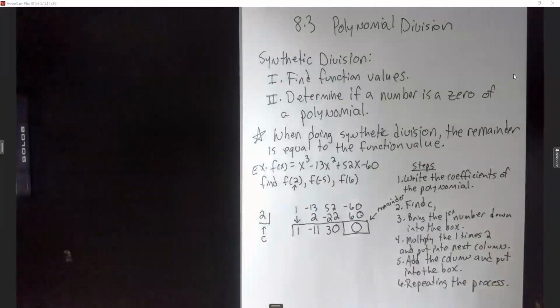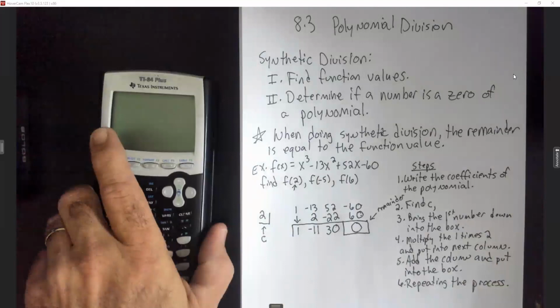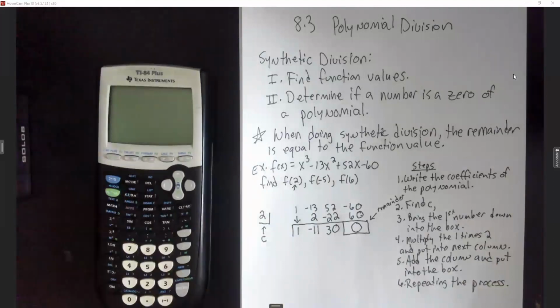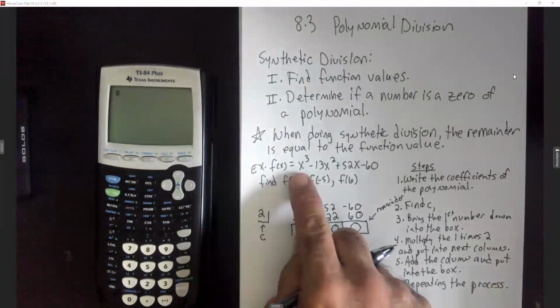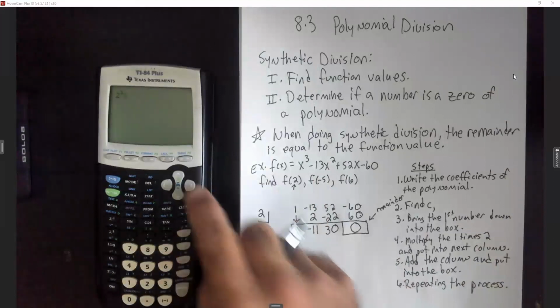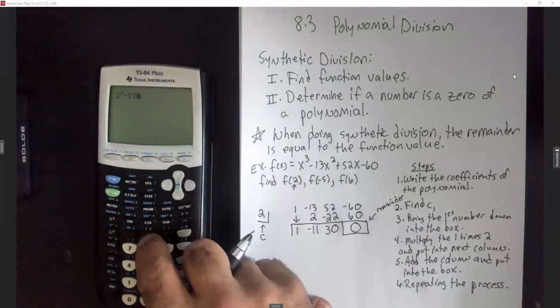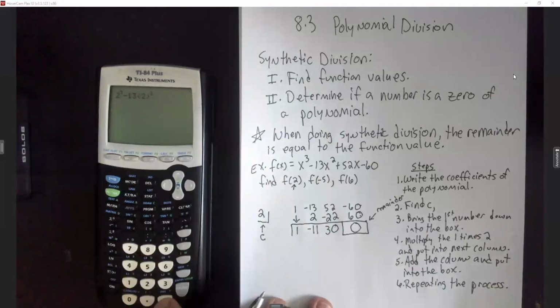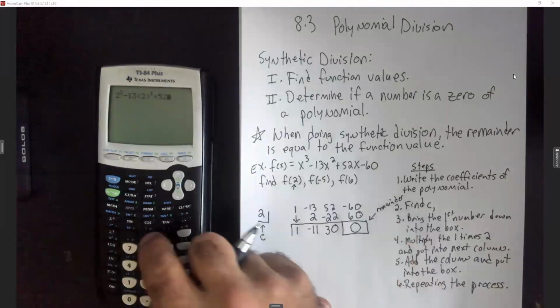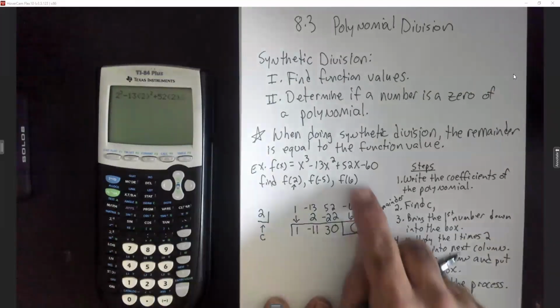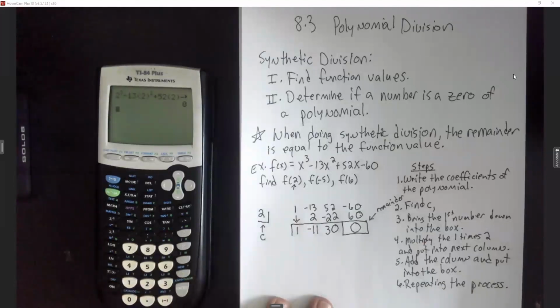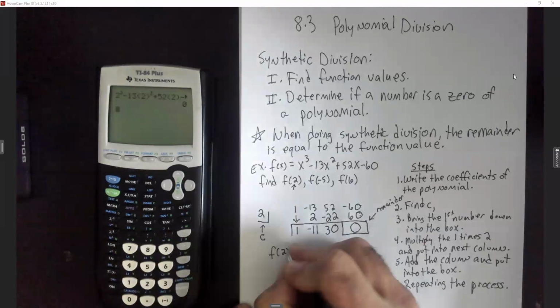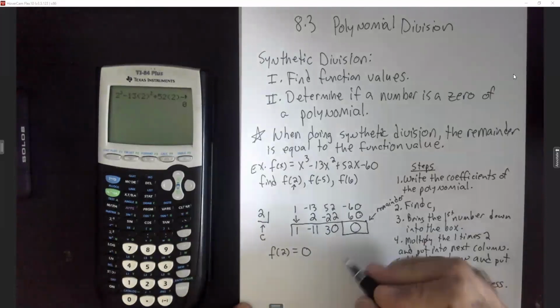So what I'm going to do is show y'all on the calculator the answer that I would have got had I put a 2 in for these x's. So let's see. It's turning on. So that was 2 to the third minus 13 times 2 squared plus 52 times 2 minus 60. So let's see. Had we plugged our 2's in, we would have got an answer of 0. So what this tells me is that f of 2 equals 0, which was my remainder.